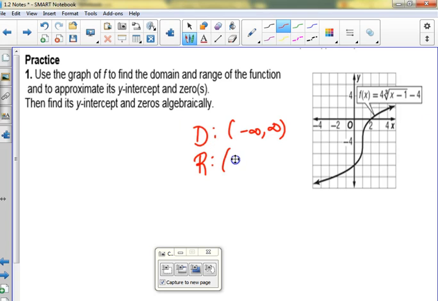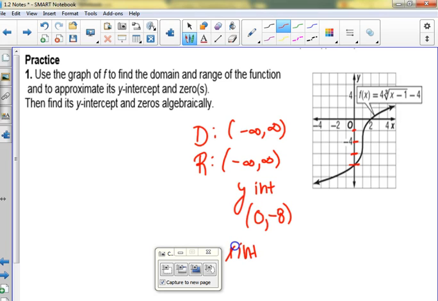What about either x or y-intercept? You guys pick. The y-intercept looks to be at -2, -4, -6, -8. Okay, ordered pair for that. (0, -8).